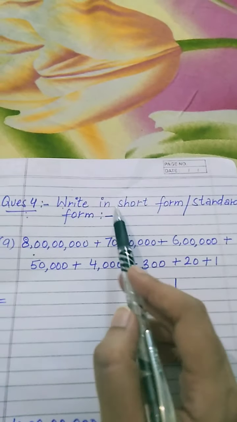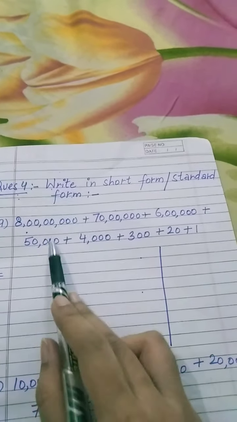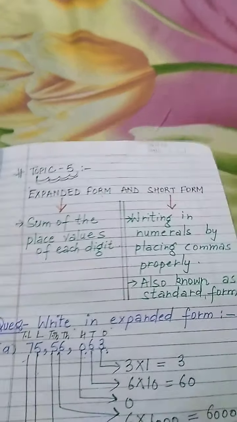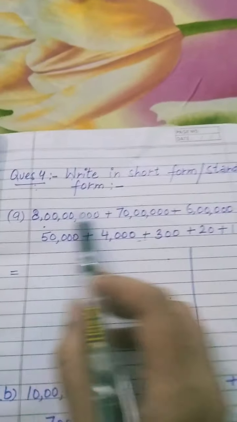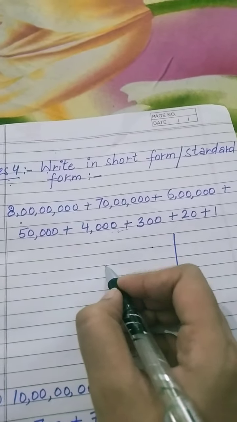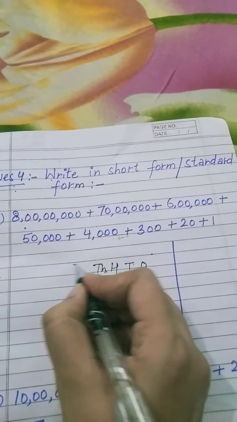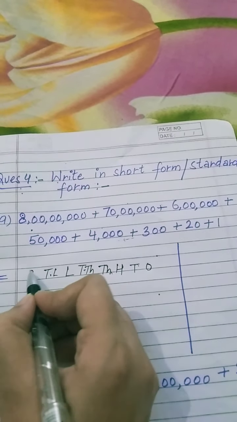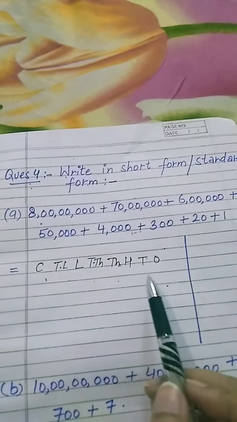Now the next question is: write in short form or standard form. Both are the same. This question is just the opposite of expanded form. Here you were given a numeral and had to write it in expanded form, but in this question, expanded form is given and you have to write a numeral for it. First of all, you have to write down the places: ones, tens, 100, 1,000, 10,000, lakh, 10 lakh, crore. Now we will put each digit under each place.